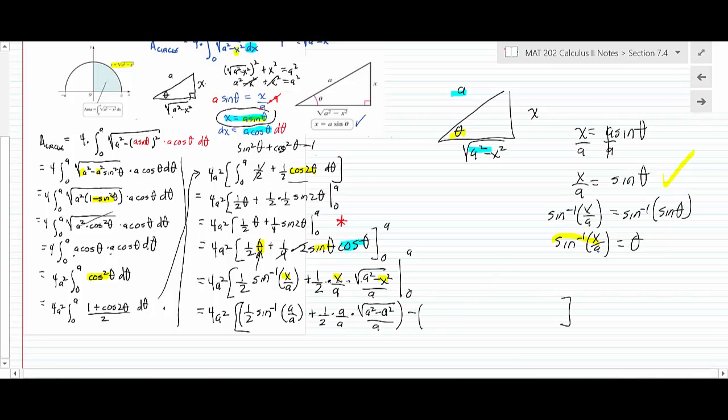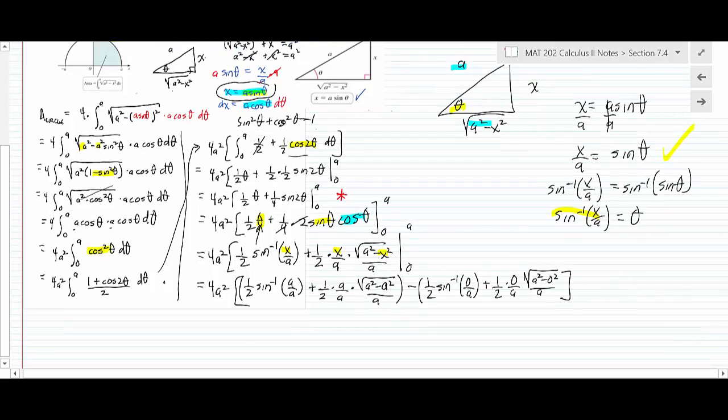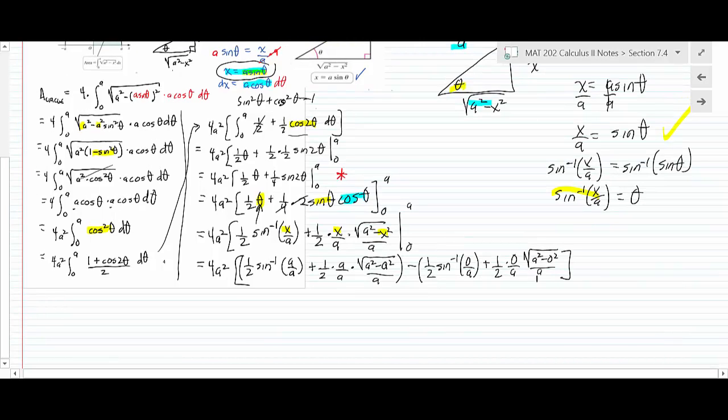Now we're going to plug in 0. So everywhere you see x, you want to plug in 0. So we're going to have 1/2 inverse sine of 0 over a plus 1/2 times 0 over a, which is awesome. That's going to cancel all that out. So that's going to be a squared minus 0 squared over a like that. Okay? So now let's see what happens out of this big mess here.